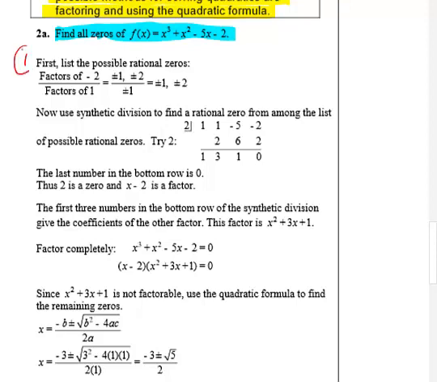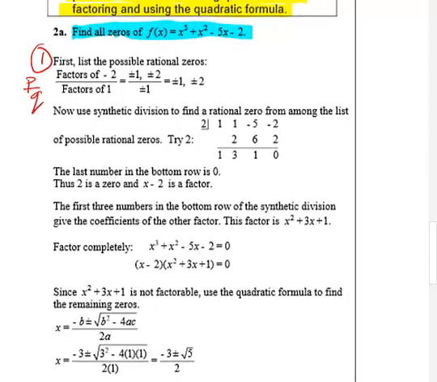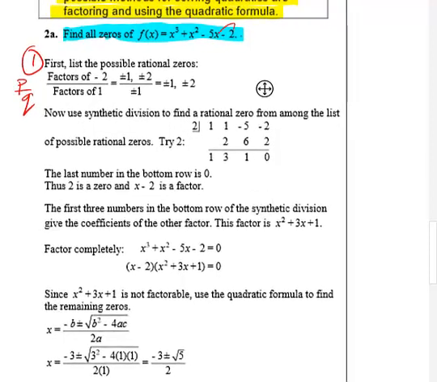Okay, the first step is we're going to list the possible rational zeros. Remember, it's p over q like we did in the previous example. p has to divide the constant term, -2, and q has to divide the leading term, which is 1. So that's why they wrote it like this. The only things that divide into -2 are +1, -1, +2, -2. And the only things that divide into 1 are -1 and 1.